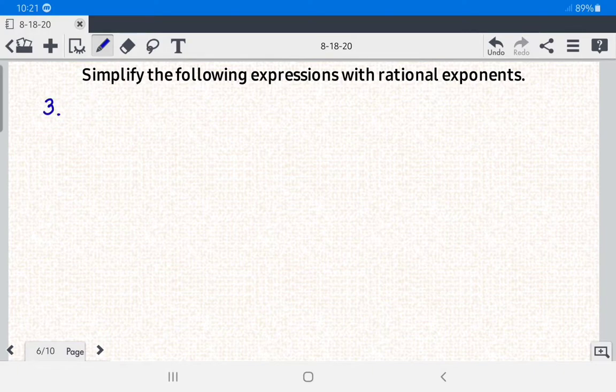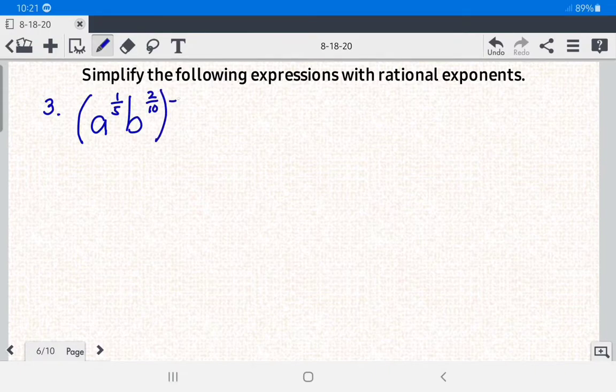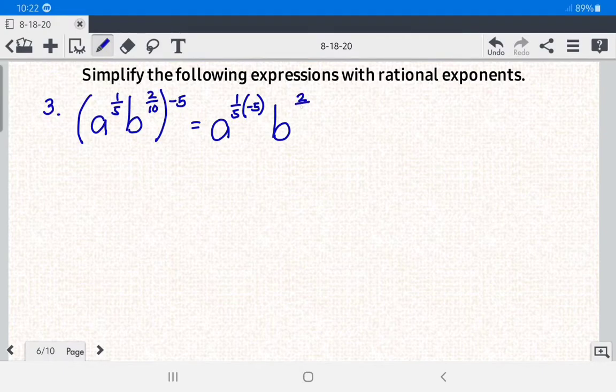we have a raised to 1/5, b raised to 2 over 10, then raised to negative 5. Okay, so again, we're going to make use of the base law of exponents and the power rule of exponents. So we have a raised to 1/5 times negative 5, and then b raised to 2 over 10 times negative 5. Okay? So, later on, I'm going to give you another solution on how to solve this again.